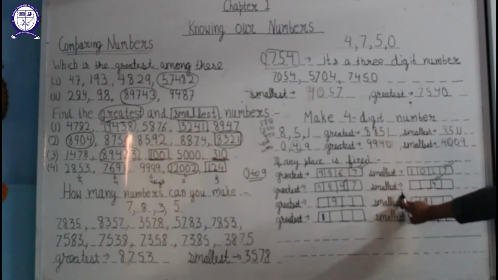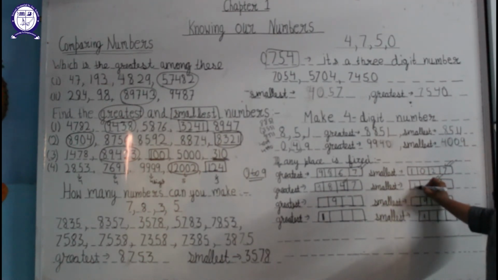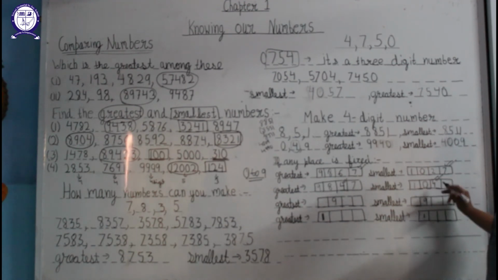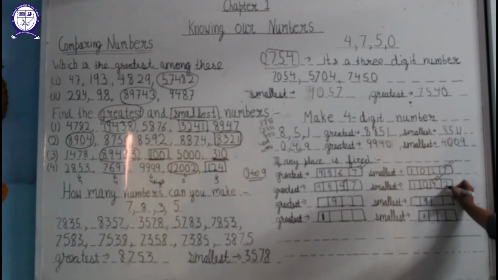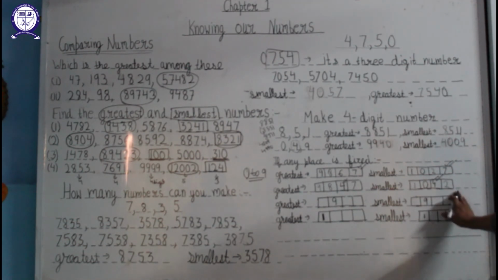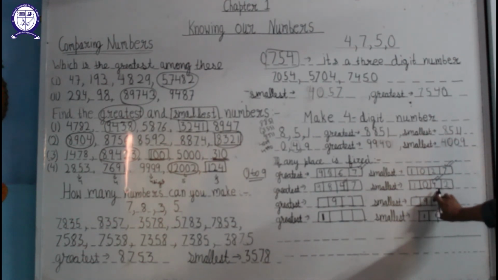And now we have to make the smallest. Again we will not use 0 at the first place, so we will use 1, then we will place 0. 4 is fixed here, so after 0 we will place 2. We will get the smallest number if 4 is fixed at the tens place.